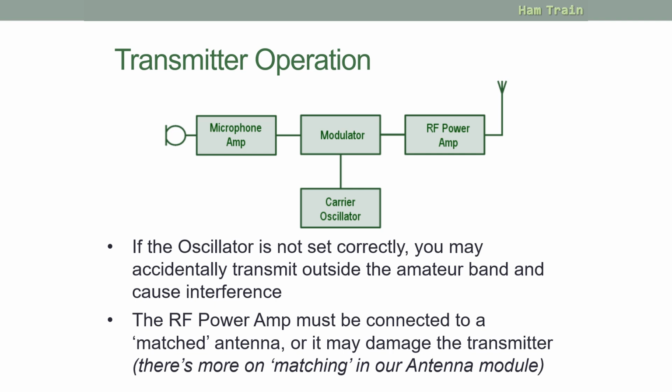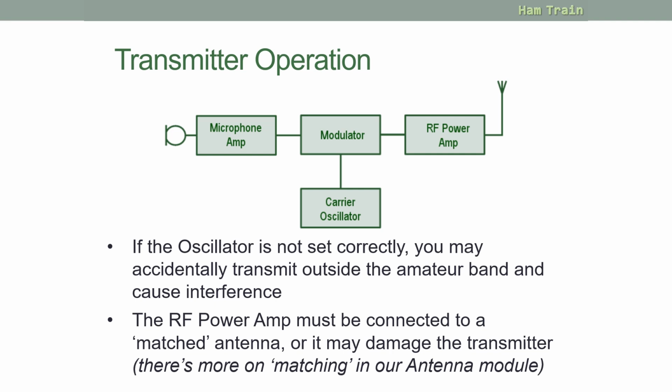A little bit more on transmitter operation here. If the oscillator is not set correctly, you may find that you're transmitting on a frequency that you don't want to be transmitting on, potentially outside of the amateur band and likely causing interference. So the oscillator has to be set to the correct frequency.